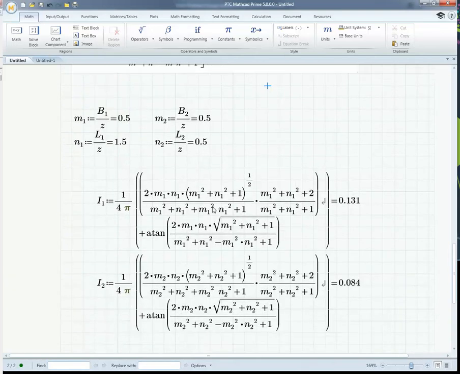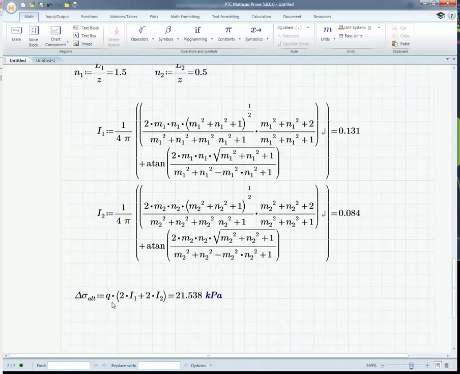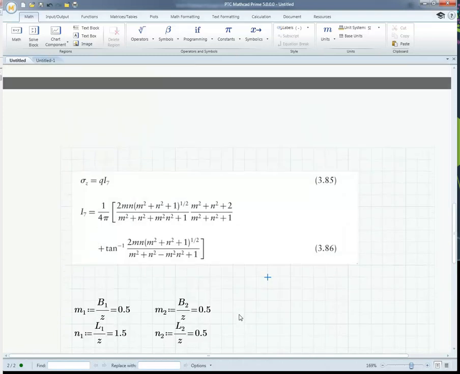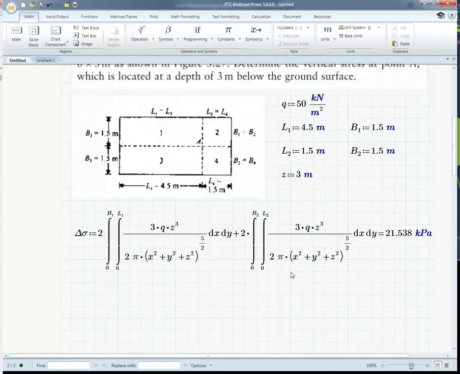So when I did the long one, the influence factor was 0.131. When I did the short one, the influence factor was 0.084. And then when I multiplied them out, so I multiplied it times the surcharge pressure times twice the long one plus twice the short one, the influence factor, I get 21.538, which is exactly what I got when I did this.